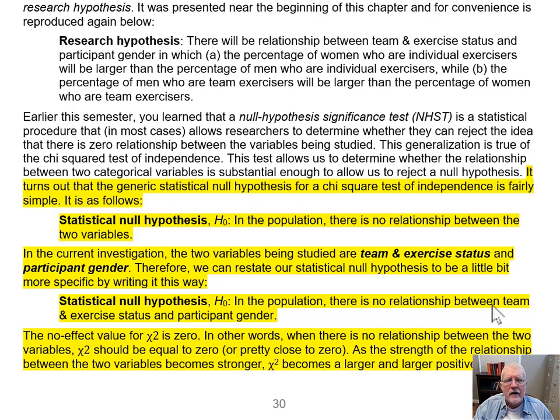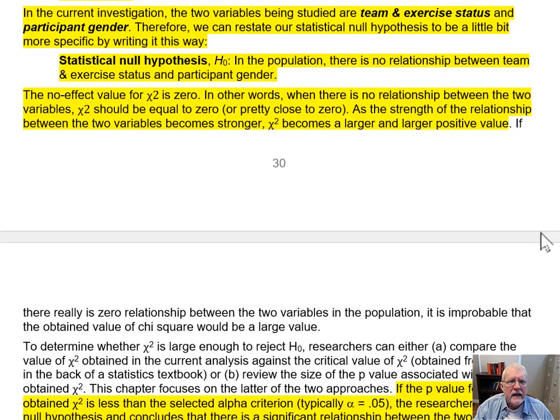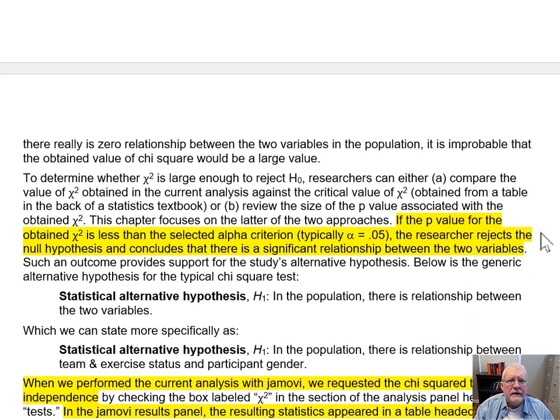Remember, the statistical null hypothesis is the one that we, the researchers, usually hope to reject. The no effect value for the chi-square statistic itself is 0. In other words, when there's no relationship between the two variables, the chi-square statistic itself should be equal to 0 or pretty close to 0. As the strength of the relationship between the two variables becomes stronger, the chi-square statistic becomes a larger and larger positive value. Chi-square is always a positive value, unlike some other statistics we've studied. Let's continue to page 31.